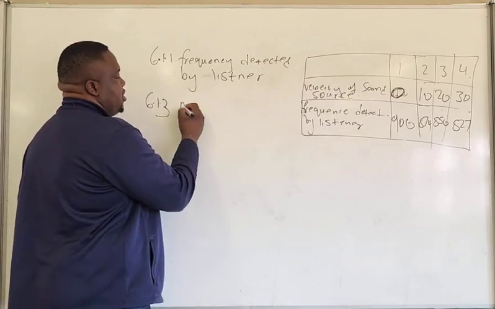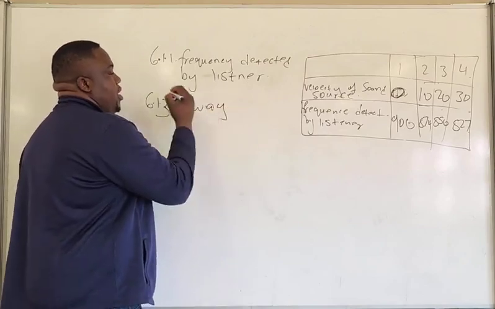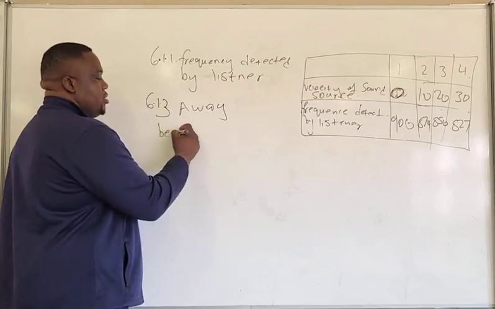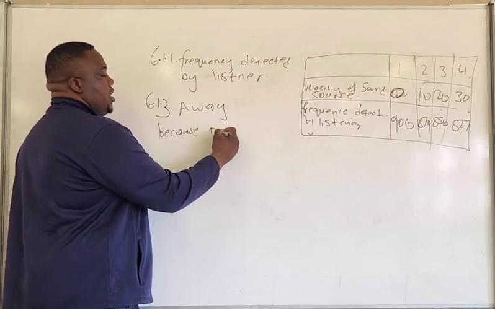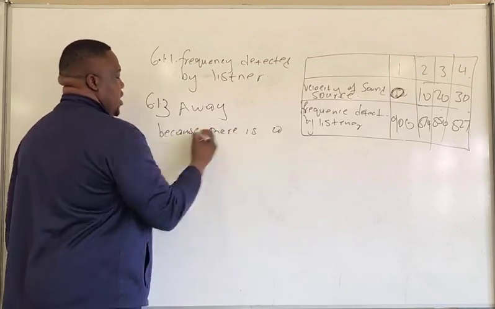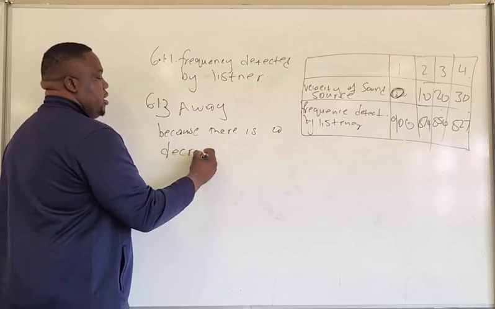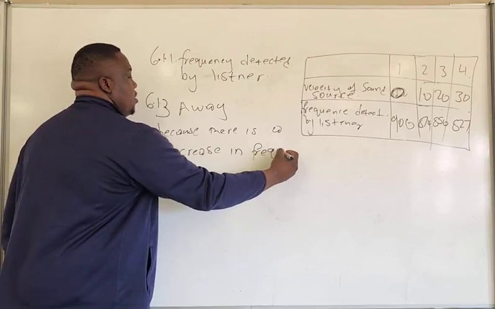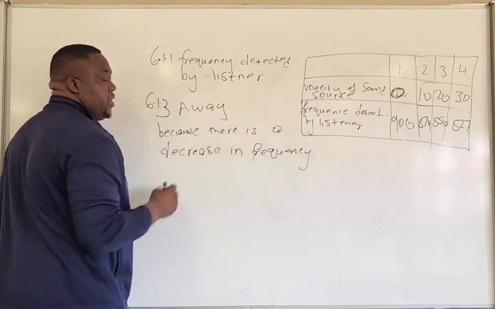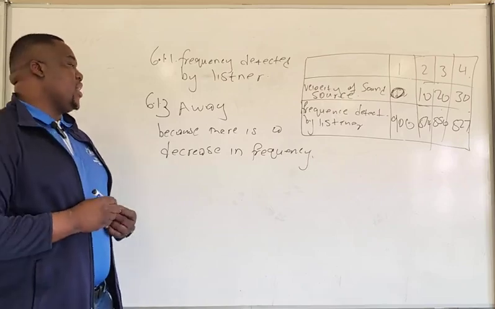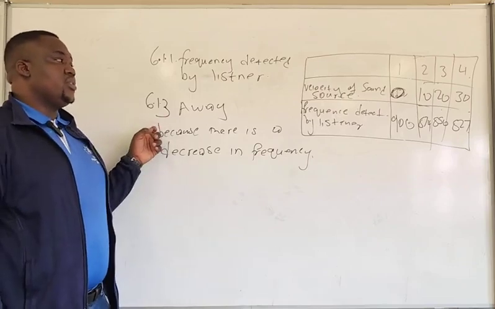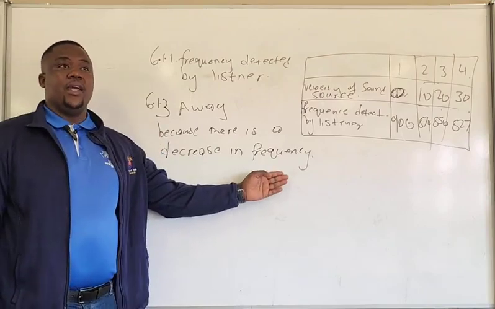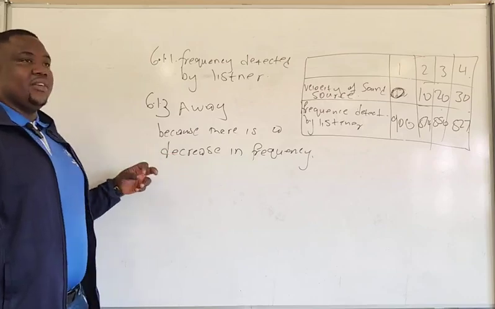So the answer for 6.1.3 is away. Why is it away? Because there is a decrease in frequency. The decrease in frequency indicates that the sound source is moving away from the listener. That's why we have a decrease.